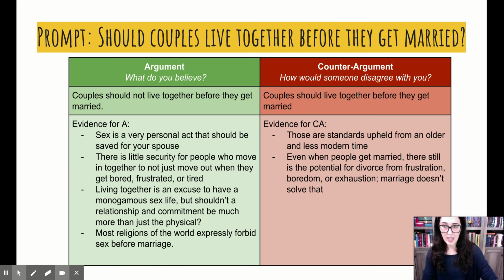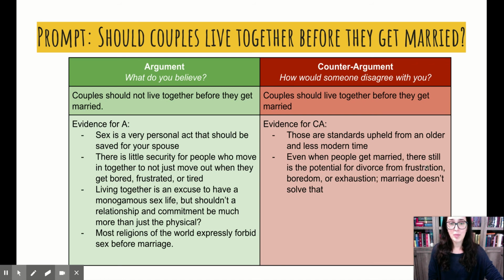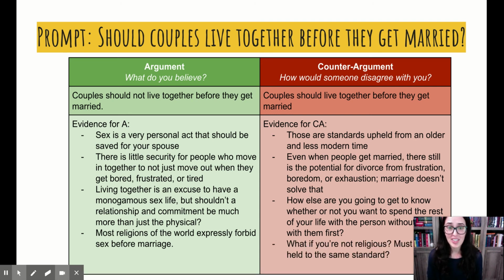Okay, so if the argument says living together is an excuse to have a monogamous sex life, but shouldn't a relationship and commitment be much more than just the physical? Then they could say, well, how else are you going to get to know whether or not you want to spend the rest of your life with somebody if you don't live with them first, right? You don't learn their habits. You don't learn if you guys actually get along or if you're in it for the long haul. And then finally, the last argument for they shouldn't live together before they're married is most religions of the world expressly forbid sex before marriage. And then the other person would argue, well, what if you're not religious? Must I be held to the same standard as you?